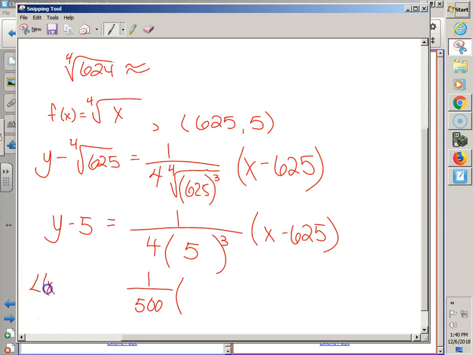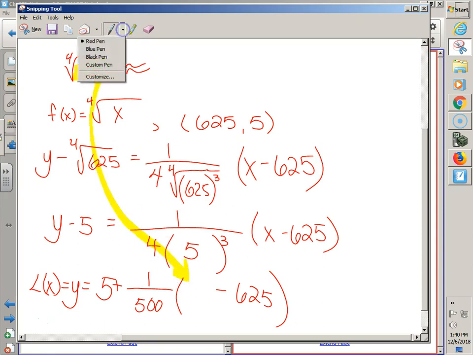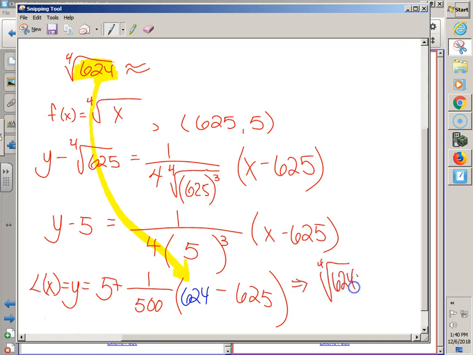Said tangent line, which is L of x or T of x. Add 5 to the other side. 5 plus 1/500th times who minus 625? Who I'm trying to find. So go plug him in and say, oh, sweet. Which leads me to the fourth root of 624 is approximately 5 minus 1/500th, aka 499 over 500.